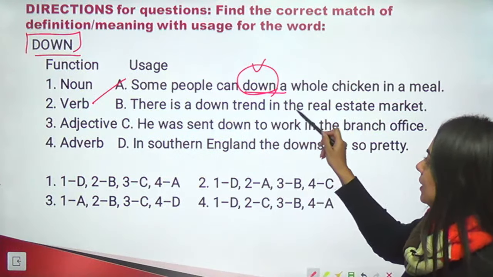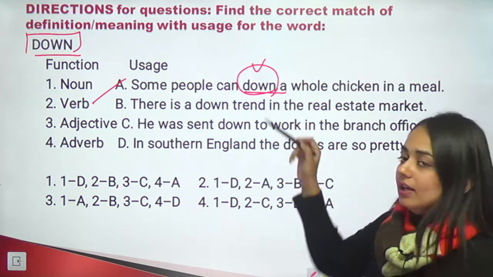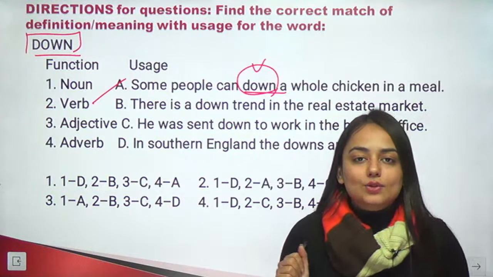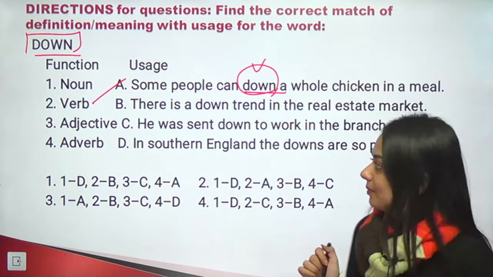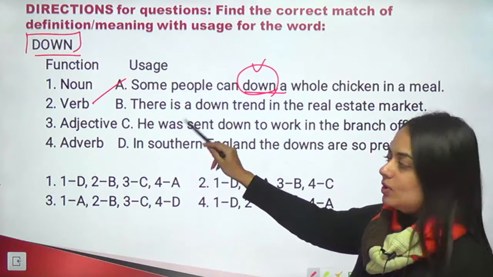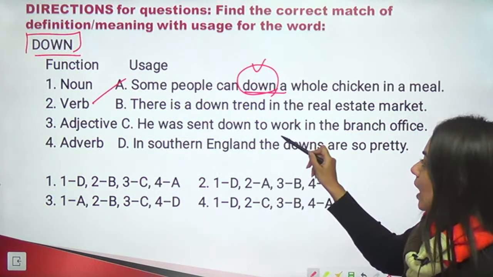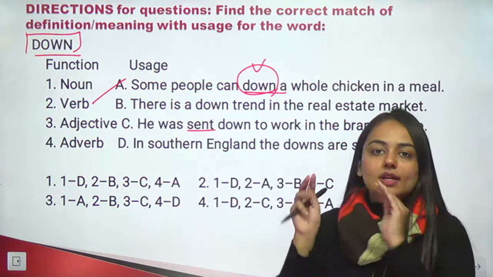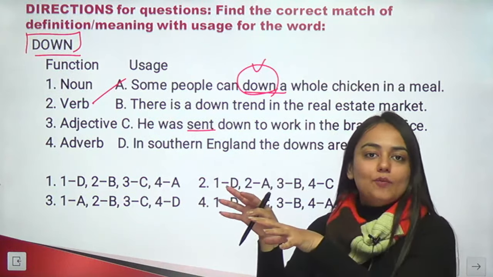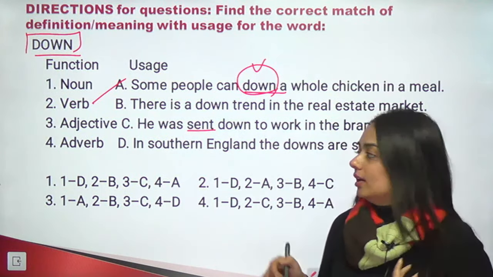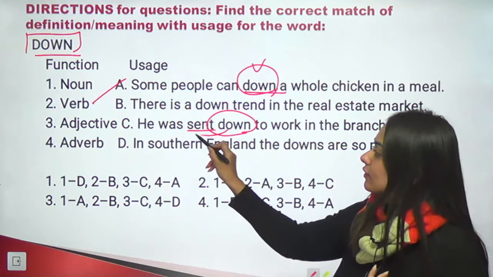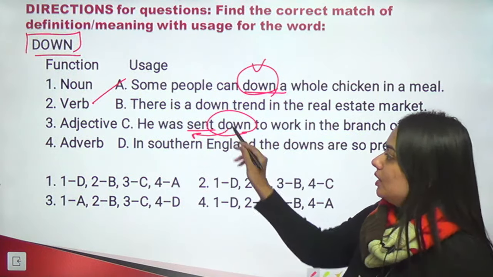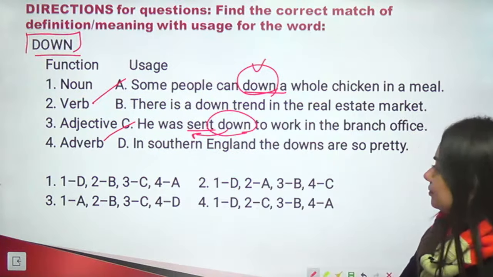There is a downtrend in the real estate market. Kaisa trend? What kind of trend? Downtrend. So the graph of this trend is going down. So what should it be? You have to answer this one. Let's read the second one. He was sent down to work in the branch office. Sent. One is he was sent. उसे भेजा गया. So sending someone is again an action. कहाँ भेजा गया? Down. So this down is modifying the sending. Where was that person actually sent? So this down is used as an adverb, you can say.